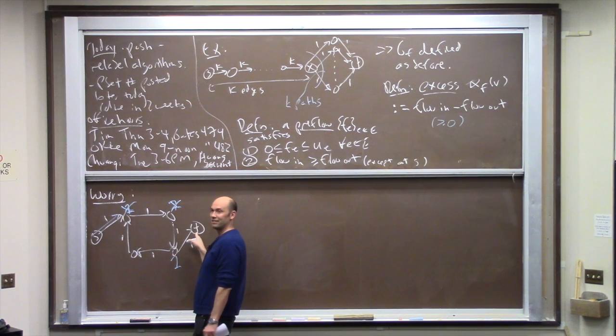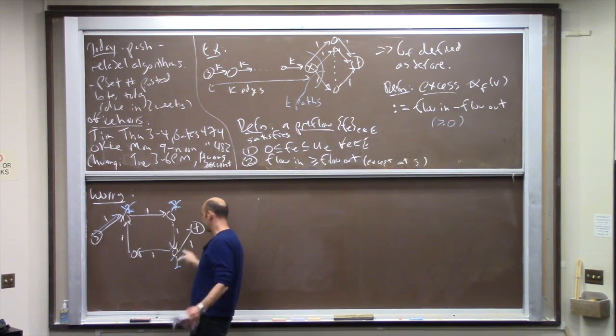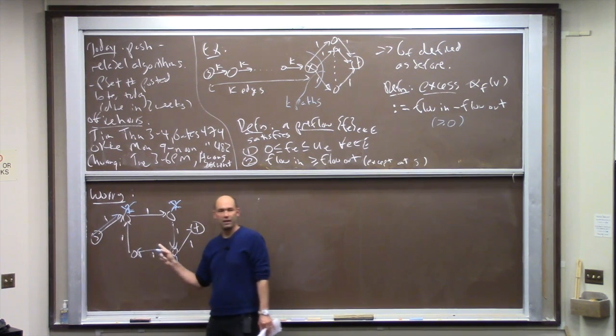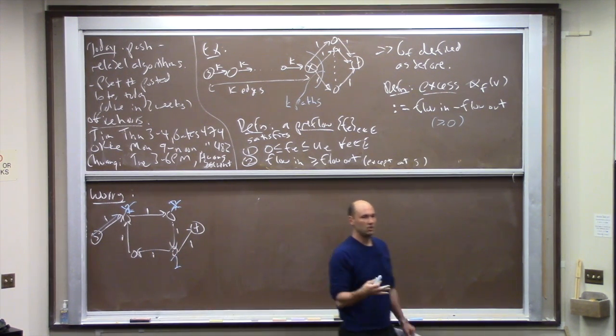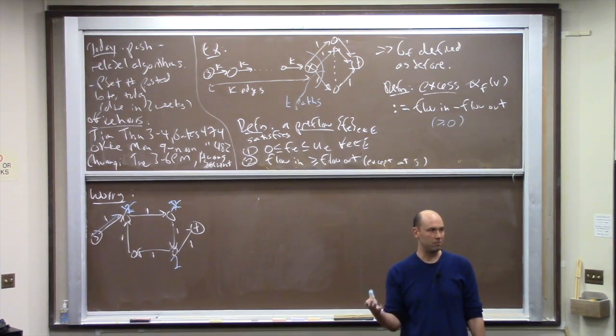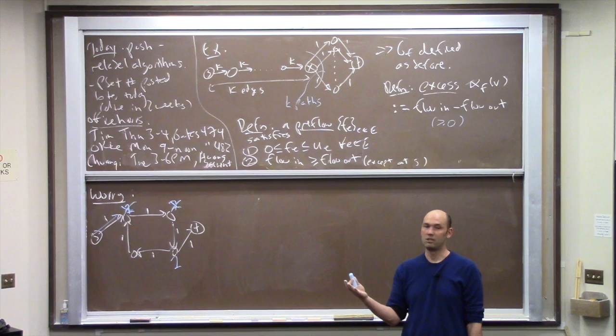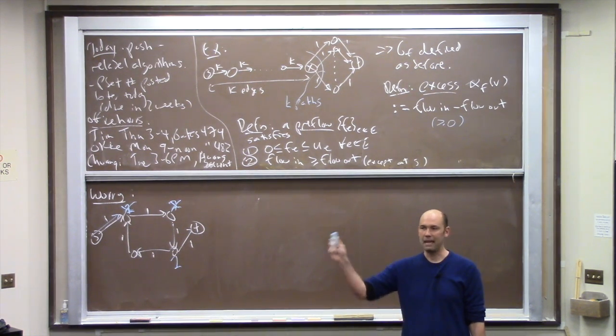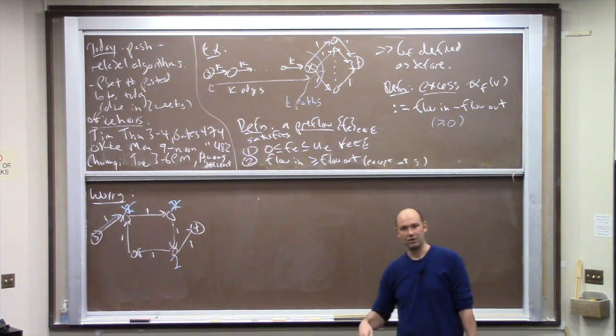Of course, you want to push it to T, but conceivably, if you don't know what you're doing, you could just push this around the cycle over and over again. So just because you zero out the excess at one vertex, it doesn't automatically mean you're making progress. It might just be that the excess reappears at some other vertex. So it could be an infinite game of whack-a-mole, if you know what that is.